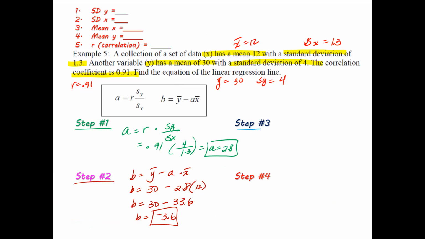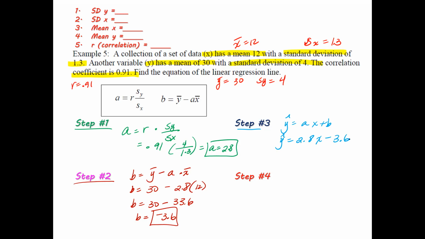Take a look at step 3. With step 3, you have Y hat is equal to AX plus B. Y hat is equal to A, which we found back in step 1, is 2.8x minus B, which is 3.6 from step 2.